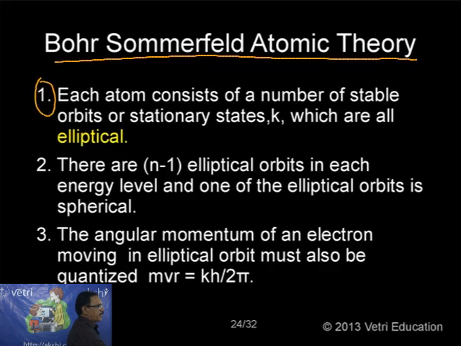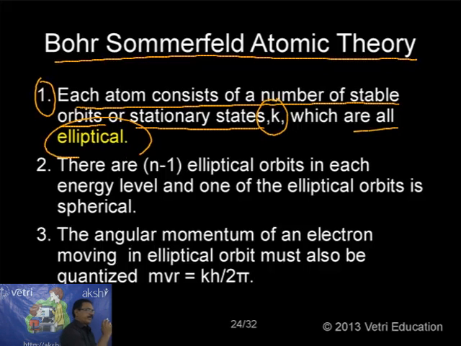Number one: each atom consists of a number of stable orbits or stationary states, which are represented by K, and which are all elliptical. Kindly have it in mind, students. Bohr gave the postulate that all orbits are spherical, and he represented the orbits by the n value: n equal to 1 first orbit, n equal to 2 second orbit, n equal to 3 third orbit, and so on. But Bohr-Sommerfeld uses K instead of n. Another most important thing is that he said orbits are not spherical; orbits are elliptical, oval in shape.